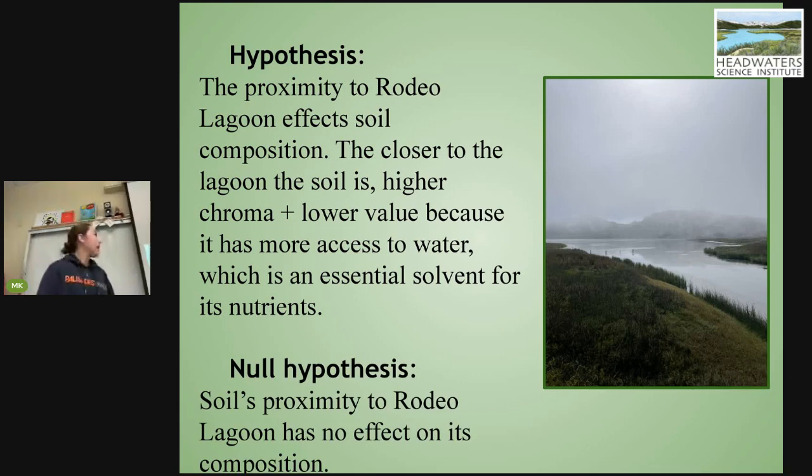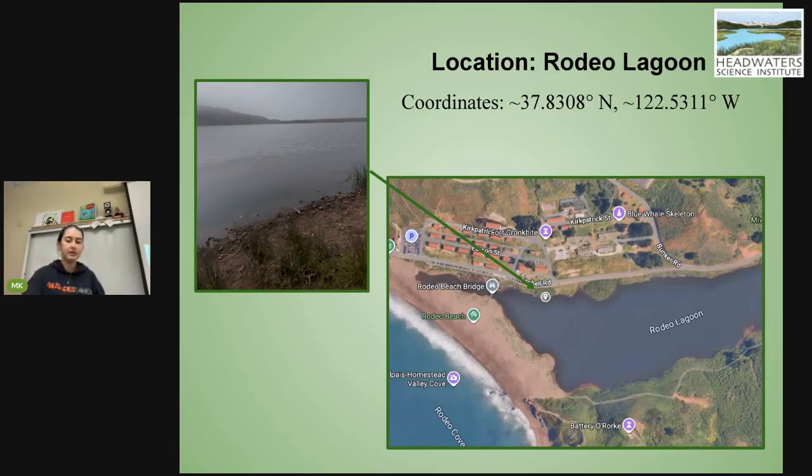Our hypothesis was that the proximity to Rodeo Lagoon affects soil composition. The closer to the lagoon the soil is, the higher its chroma and the lower its value because it has more access to water, which is a solvent for its nutrients. Our null hypothesis is that soil's proximity to Rodeo Lagoon has no effect on its composition. This was our location at Rodeo Lagoon.